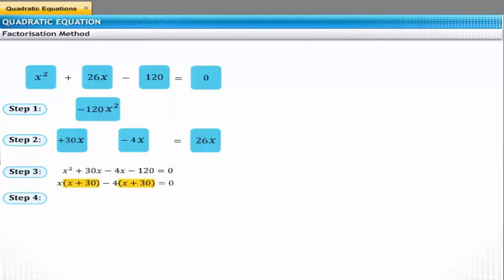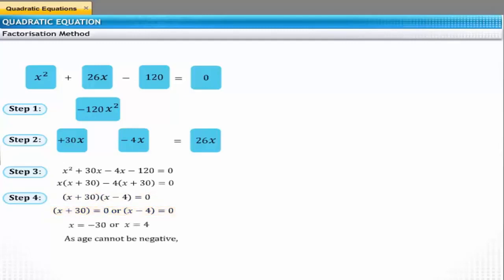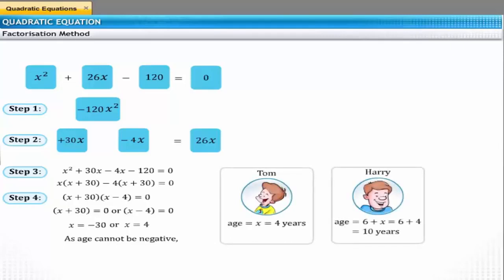Step 4. Take x plus 30 as the common factor from the equation. Your equation becomes (x plus 30) times (x minus 4) is equal to 0. Thus, the roots of the quadratic equation are minus 30 and 4. As a person's age cannot be negative, the solution to the problem is 4. Therefore, Tom's present age is 4 years, and Harry's present age is 6 plus x, which is equal to 6 plus 4, which is equal to 10 years.